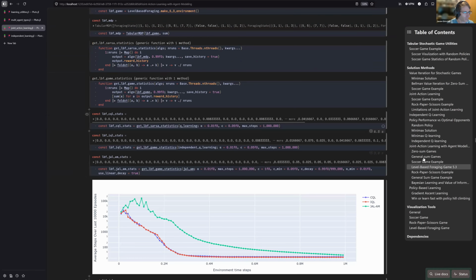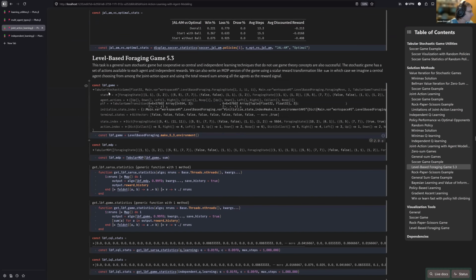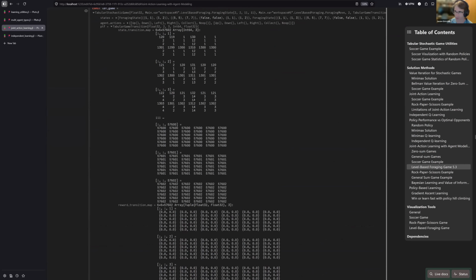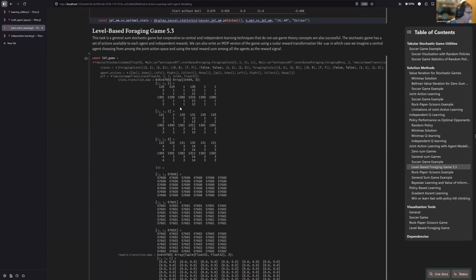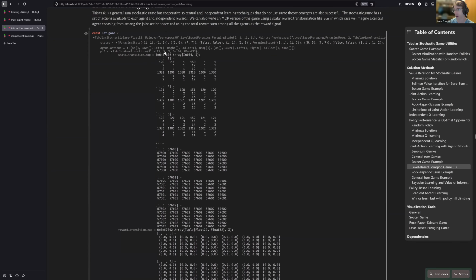Actually, let me see what I want to show here. Yeah, so this was one of the examples we're going to look at. What we have been looking at in this chapter, this level-based foraging task, which is effectively just a grid world problem where the agents move in a grid world. And this is a tabular version of the problem where we can see exactly what it looks like. But this is a general sum game, a general sum stochastic game.